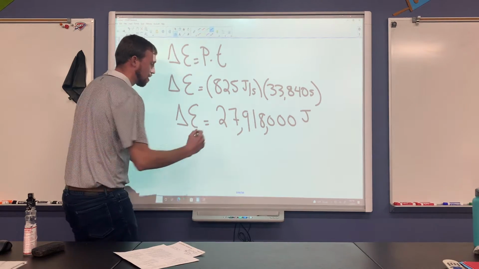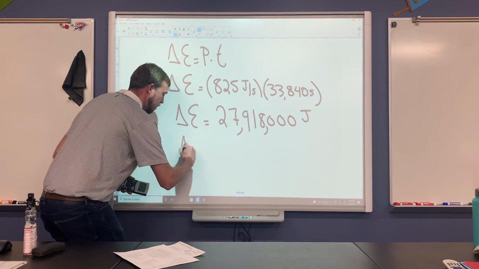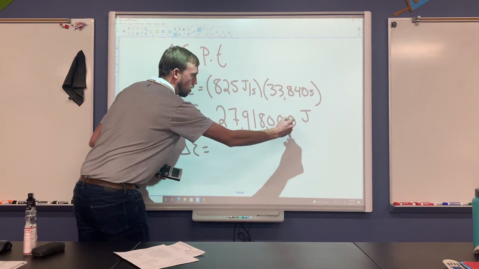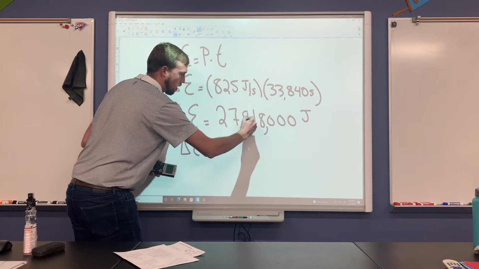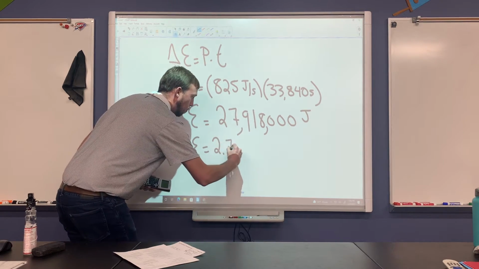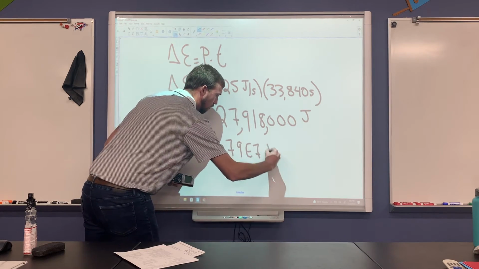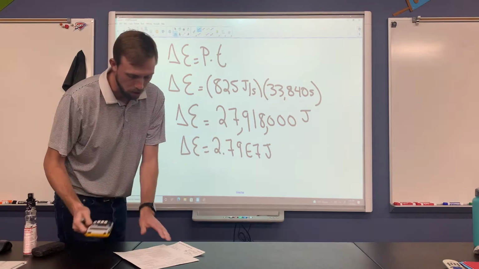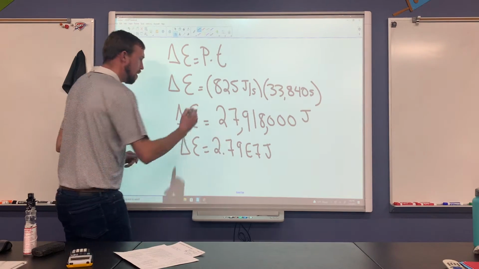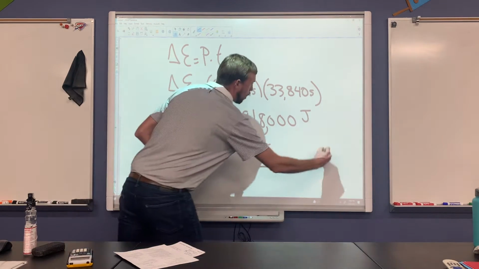I could also put this in scientific notation if I would like. That would be 1, 2, 3, 4, 5, 6, 7. So I can also write this as 2.79 e to the 7th joules. And I can type that in on Quest as well. Okay, so here's how we would solve the first part of our question.